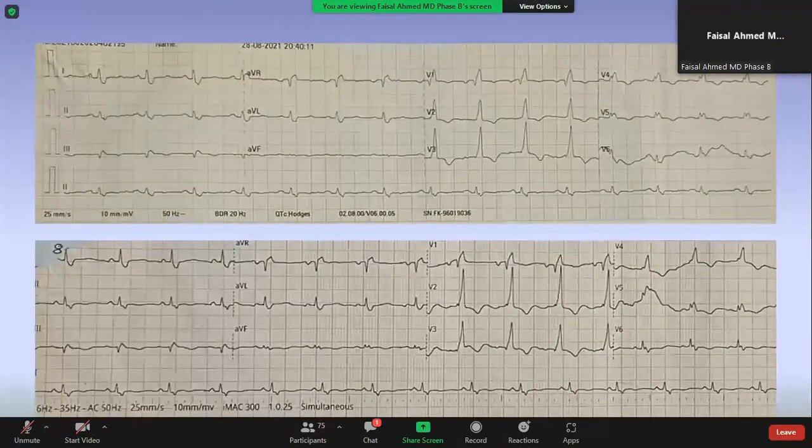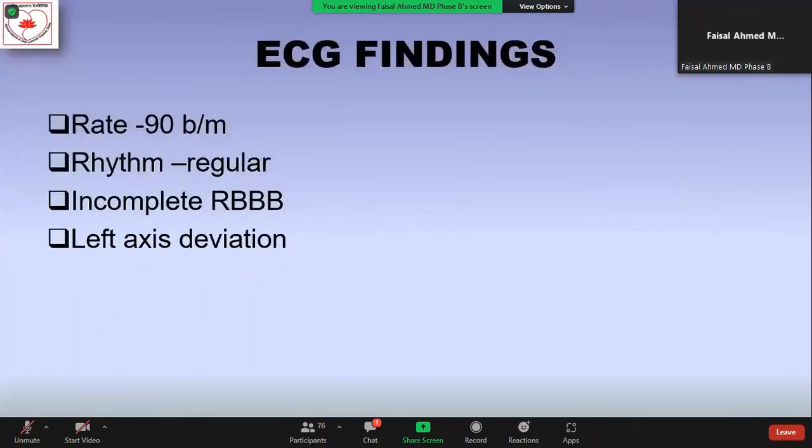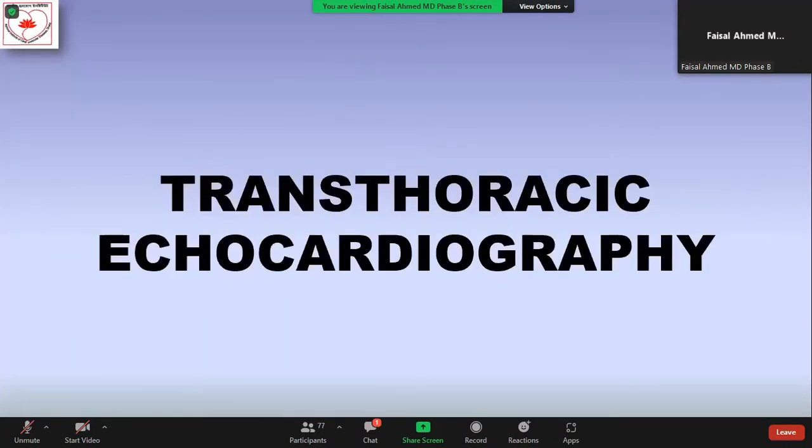So this is the ECG of the patient that she presented with. The ECG shows a rate of approximately 90 beats per minute. The rhythm is regular. The QRS duration is less than 120 milliseconds. There is an RSR pattern in V1 with a left axis deviation, making it look like an ECG of incomplete RBBB with left axis deviation. So we have a woman of 36 years with anasarca, incomplete RBBB with left axis deviation.